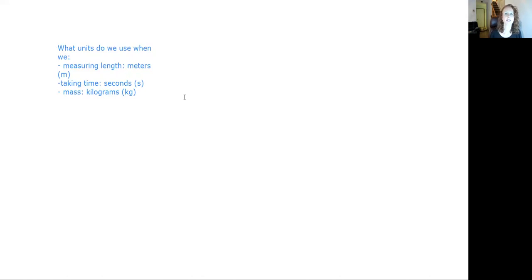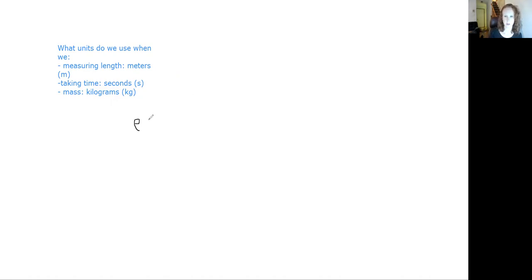Why? Because every physicist in the whole world uses these units. And when we move forward and we talk about speed, velocity, acceleration, well, those units are derived from these three units: meters, seconds, and kilograms. So from here on forward, we need to use units.